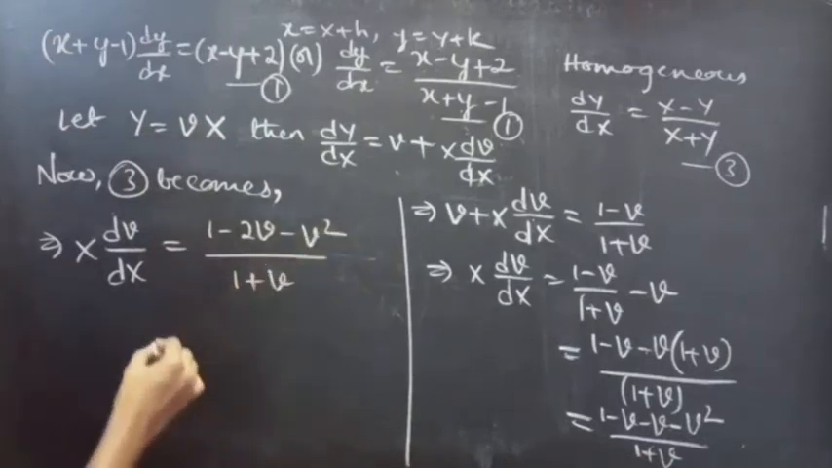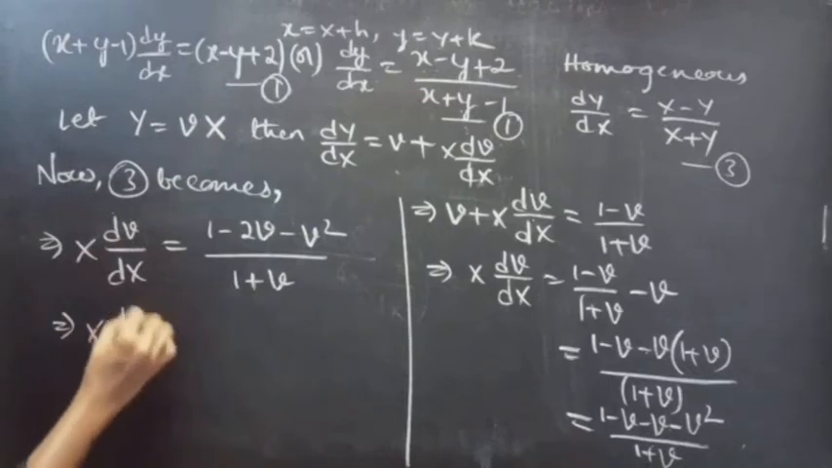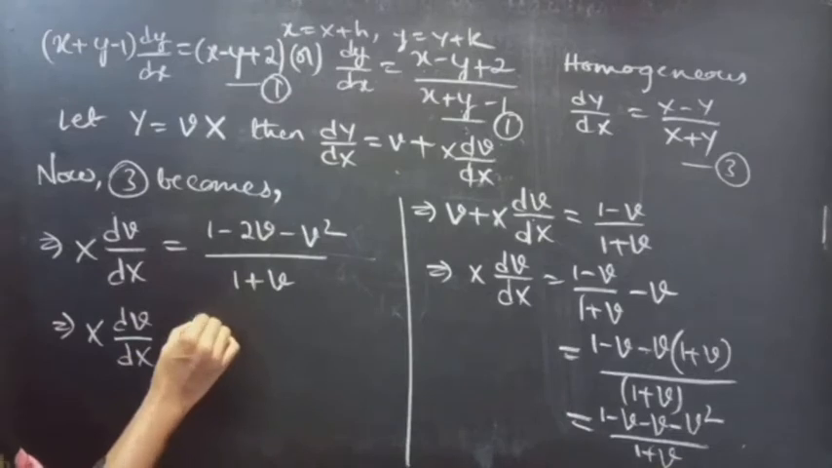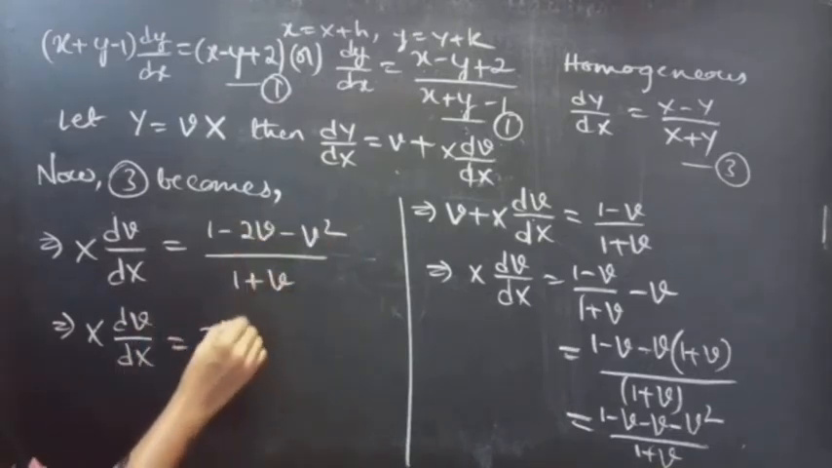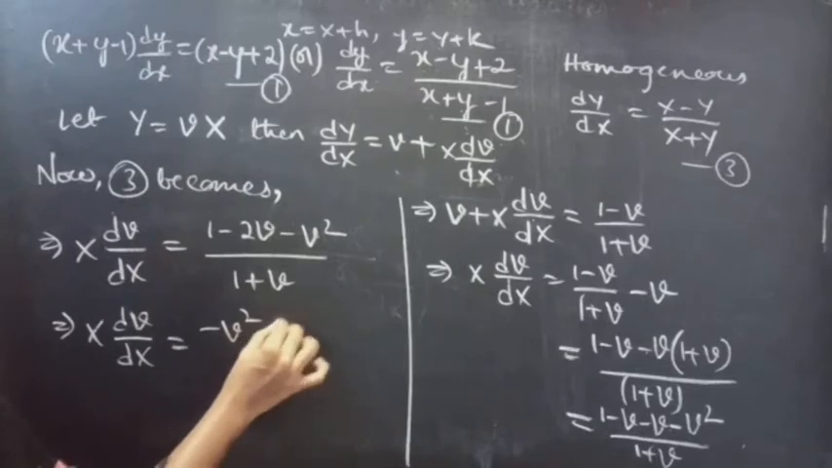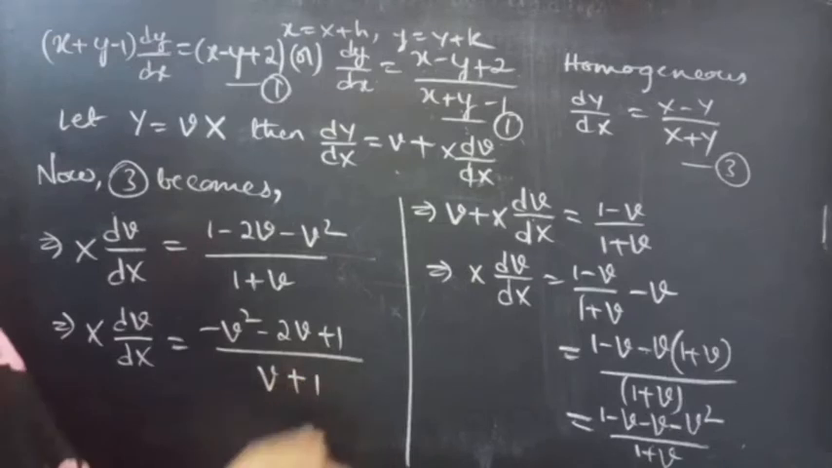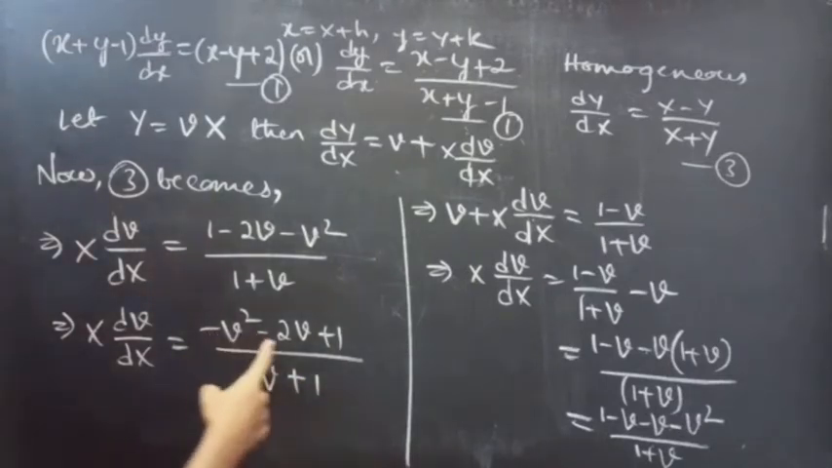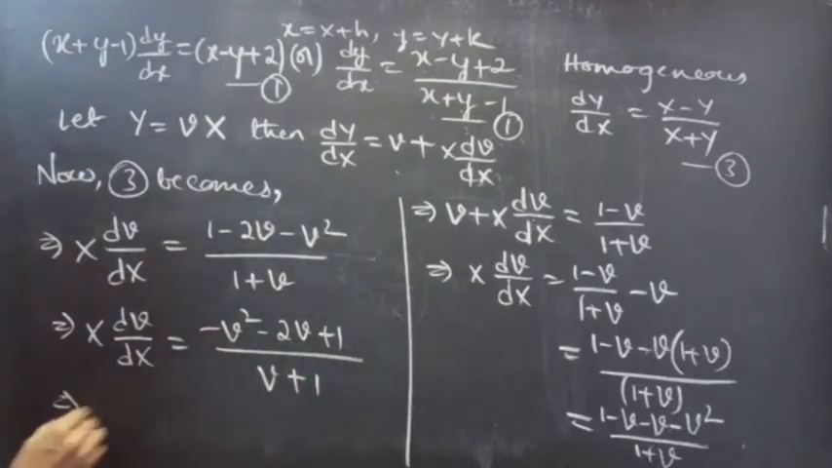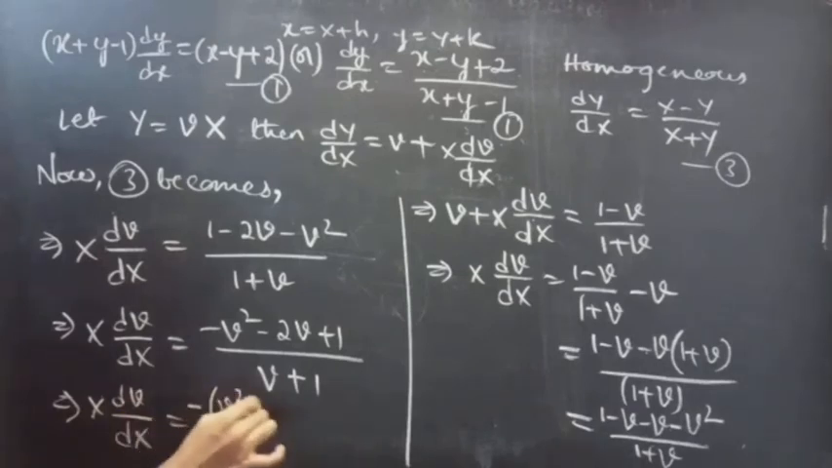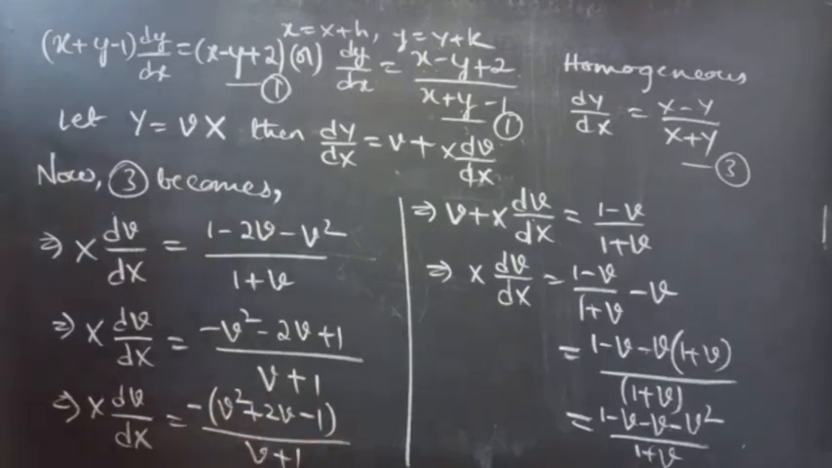1 plus v. Then x into dv by dx equals, take minus common from all these three terms, or simply rewrite it as minus v square minus 2v plus 1 by v plus 1. Now take minus common from all the three terms in the numerator, equals minus of v square plus 2v minus 1 by v plus 1.